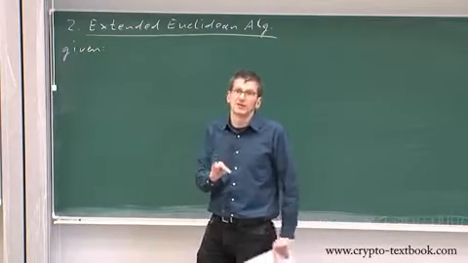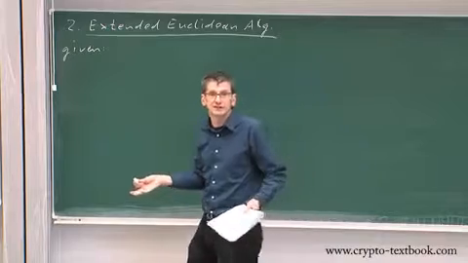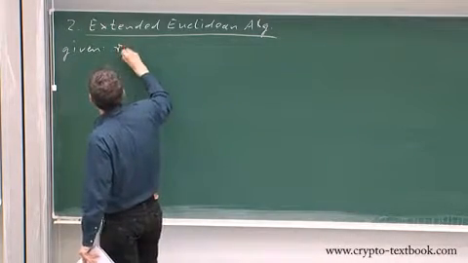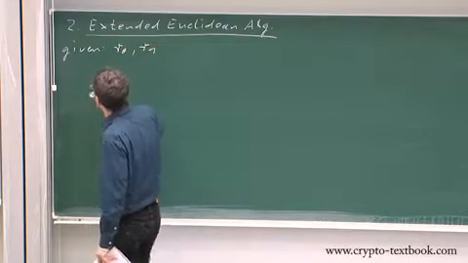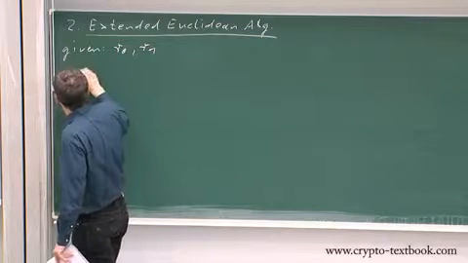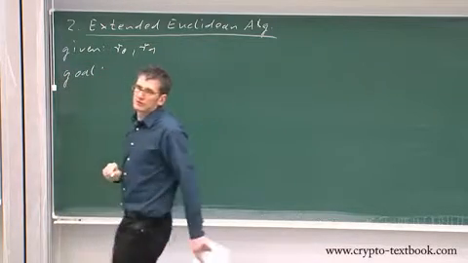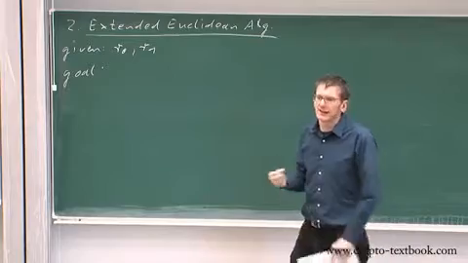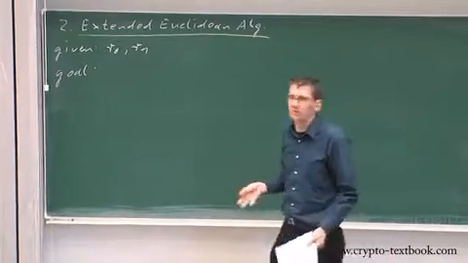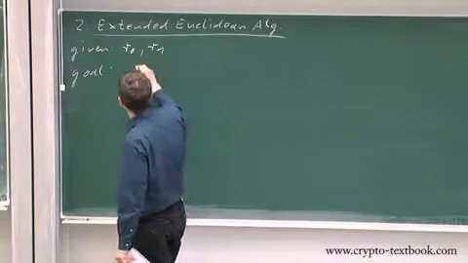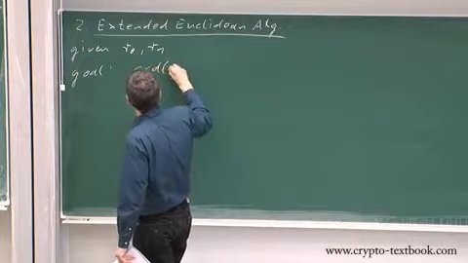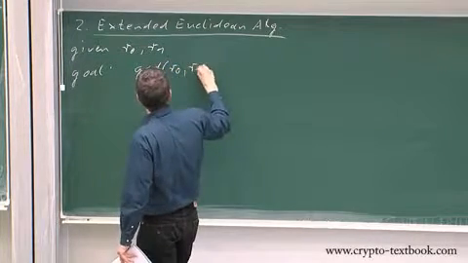The start looks quite similar. Again, given our 2 integers, this is not very exciting. You have R0, R1. What we want to compute is, there are kind of 2 things, really 3 things we want to compute. The first thing is exactly what we did so far. We want to compute the GCD as before.